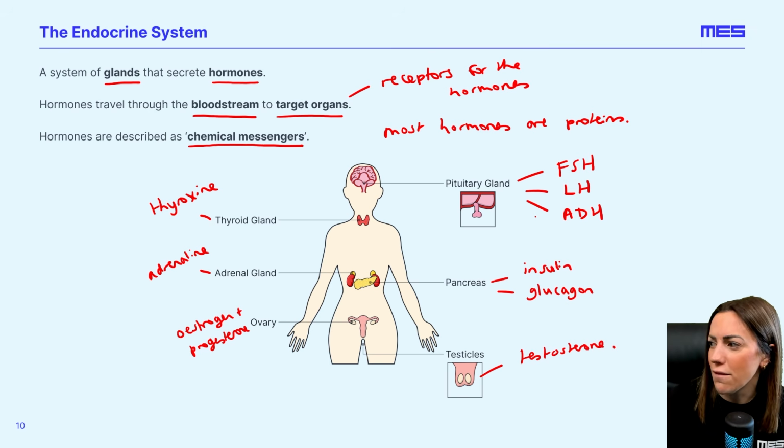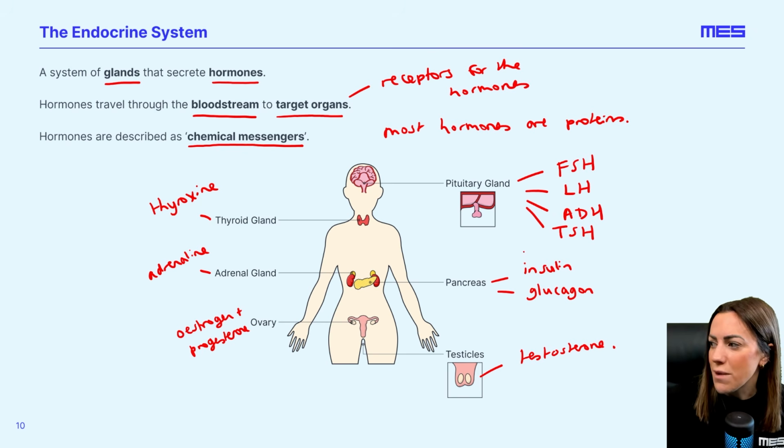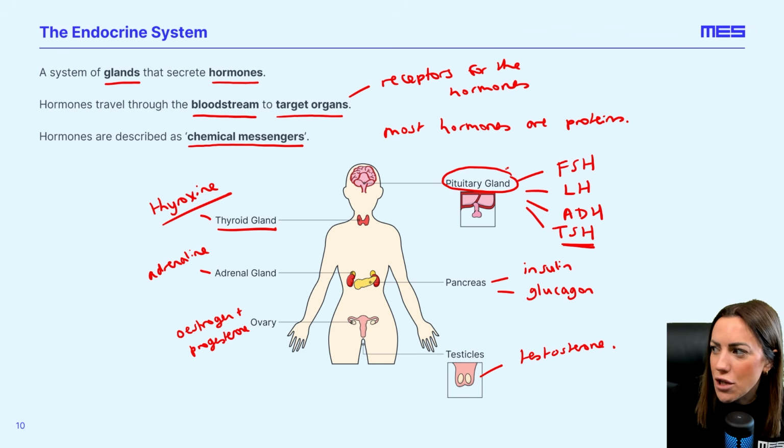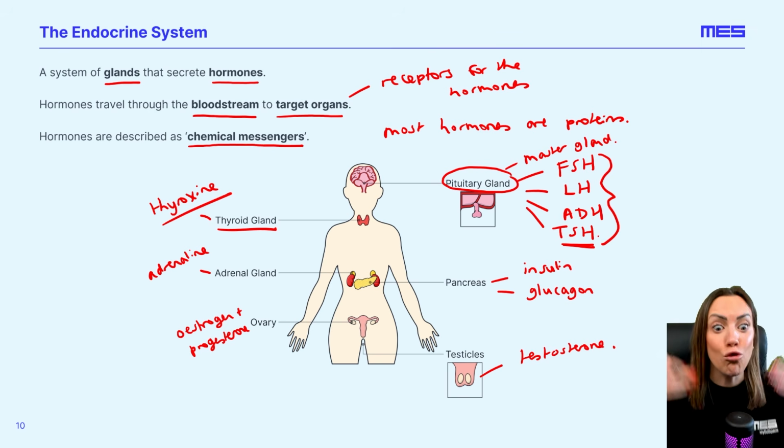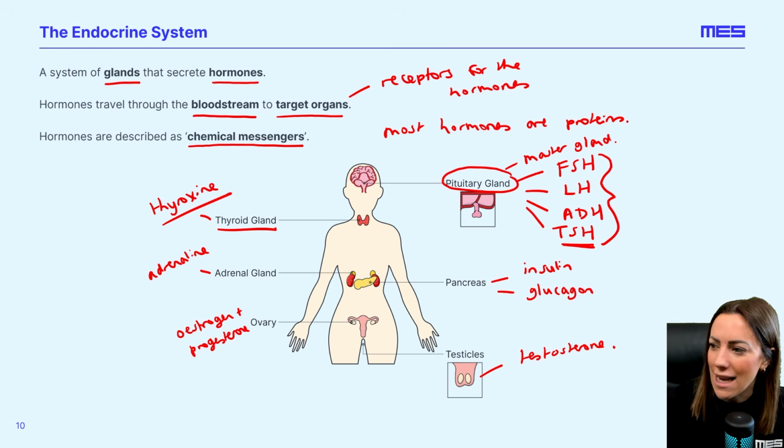I've just remembered another one for the pituitary gland actually, thyroid stimulating hormone, which we're going to be covering again later in this video because thyroid stimulating hormone stimulates the thyroid gland to secrete thyroxine. Now, the pituitary gland is often known as the master gland because these hormones that it secretes control other glands in your endocrine system. So you might hear the pituitary gland described as the master gland.